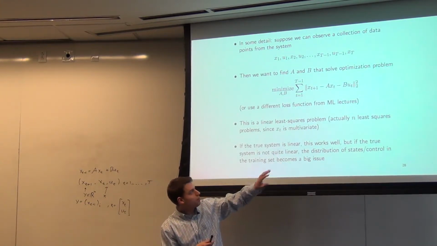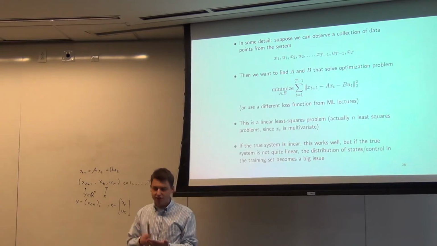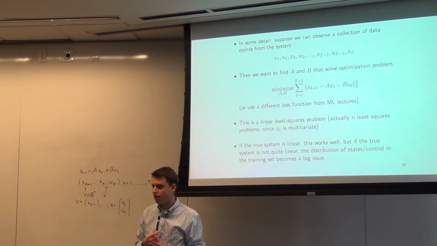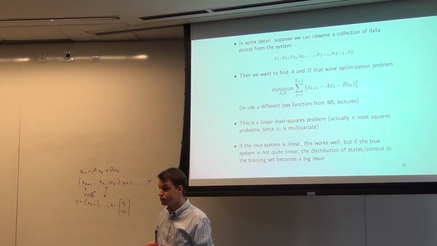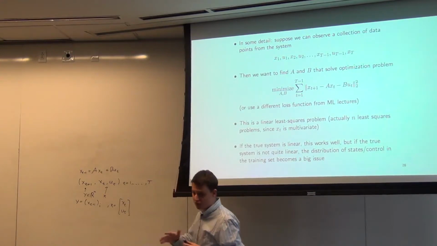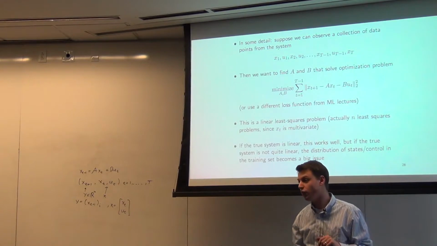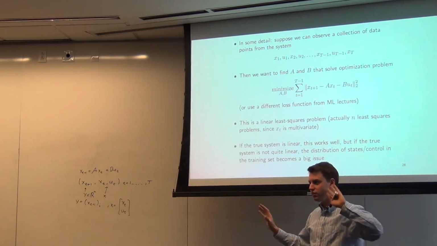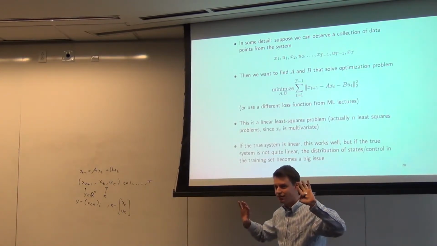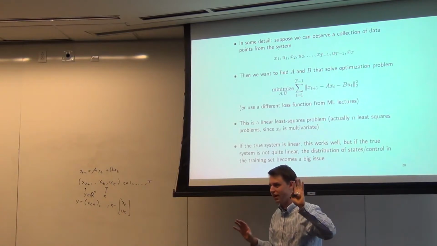Now, one big point here. If the system really is linear, this will work very well. If the system is really linear, and maybe with some noise, for example, then all your data will come from the same linear model plus some noise. And the data can be all over the place, but you still can do OK.